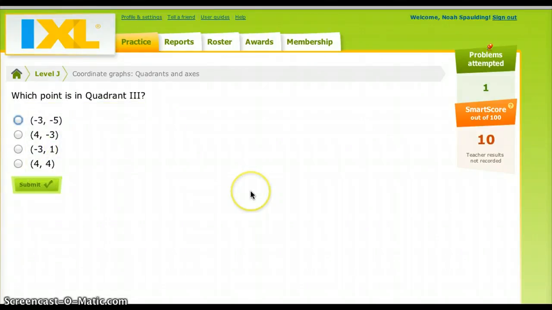Okay, same thing. We're in our middle. We go to the left 3, and then we go down 5. So that would be in first, second, third. There we go. Quadrant 3. Third. -3, -5.